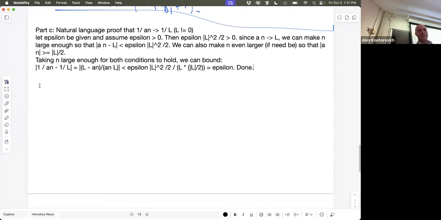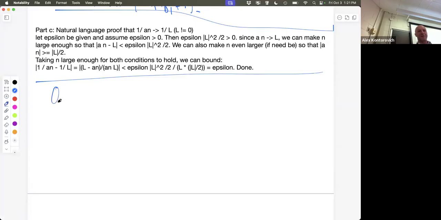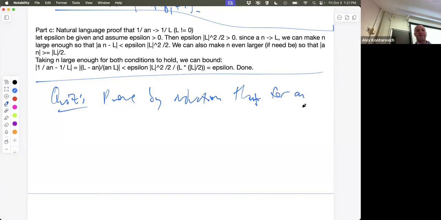Let's make this our quiz. So you have 1 minute to try to write out. Quiz: prove by induction that for any natural number n, n is strictly less than 2 to the n. Just as natural language.